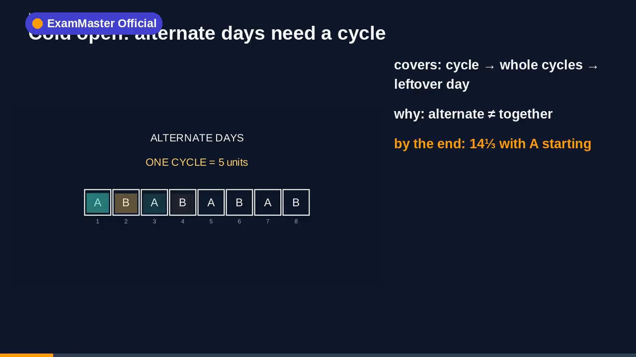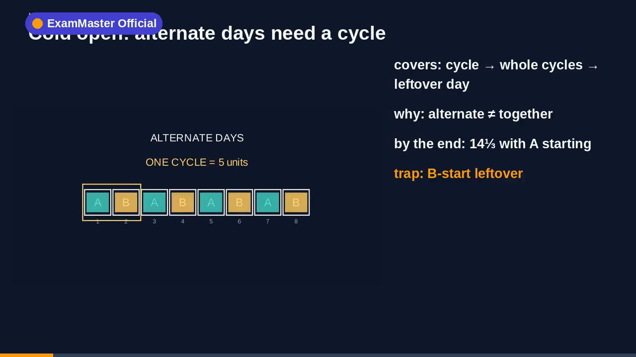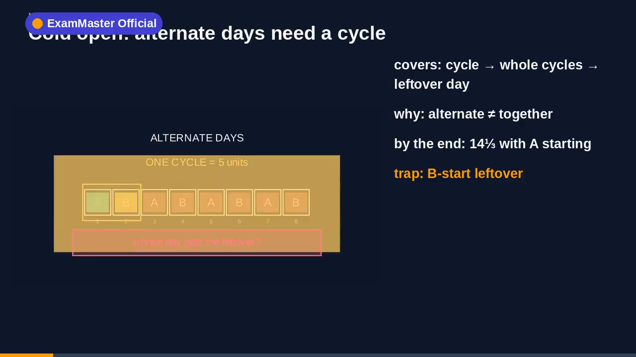Alternate days are not the same as working together. Today you will build one 2-day cycle, fit whole cycles under the job, then finish the leftover on the correct person's day. By the end, you will know whose day the leftover falls on and why starting with A versus B changes the answer.